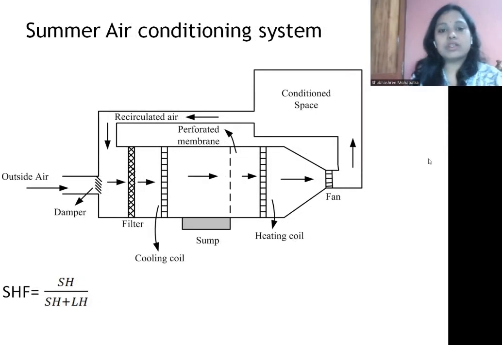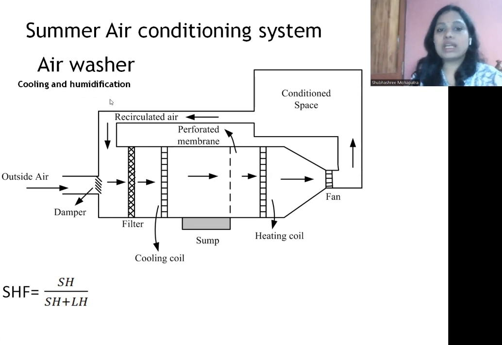So that is all about the hot and humid condition. Now let's say a climatic condition such as hot and dry. So what do we need to do? It is hot, that means of course we have to cool it down. Then dry, that means we have to add some moisture to it. So the psychrometric process to follow will be cooling and humidification. For that, we are adding one air washer here. The air washer will be added somewhere here, and the perforated membrane can be avoided.